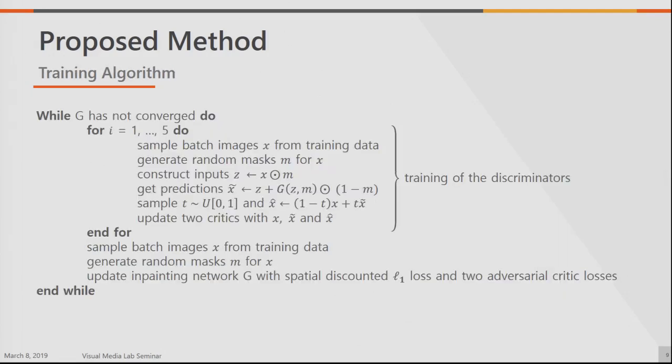And then finally their training algorithm is very straightforward. Just as long as the generator network has not converged, they first train the discriminator, so they update it 5 times first, and then they train their generator network, and they do this until the network converges.